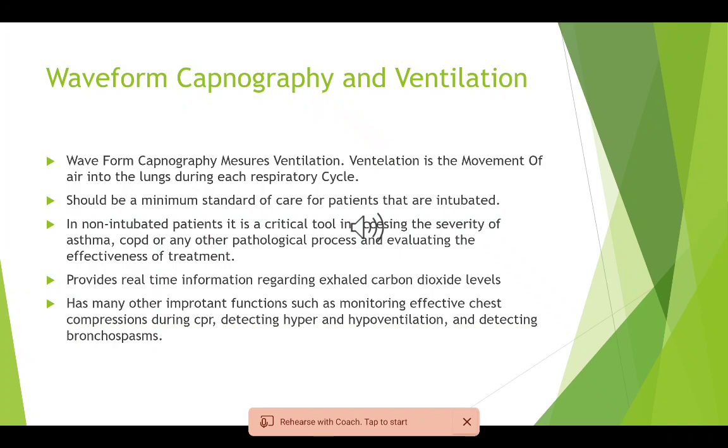It's in a lot of protocols too, that if you have an advanced airway, such as an ET tube or a supraglottic airway, you must have a waveform capnography in place.